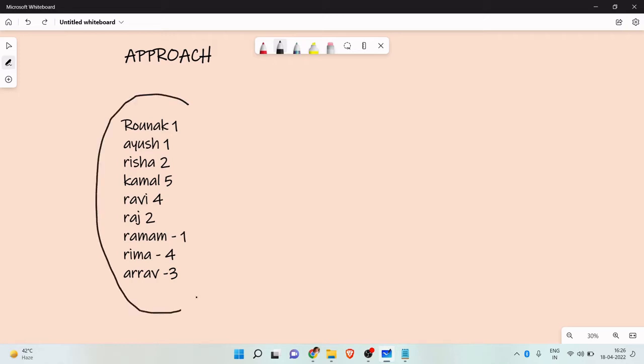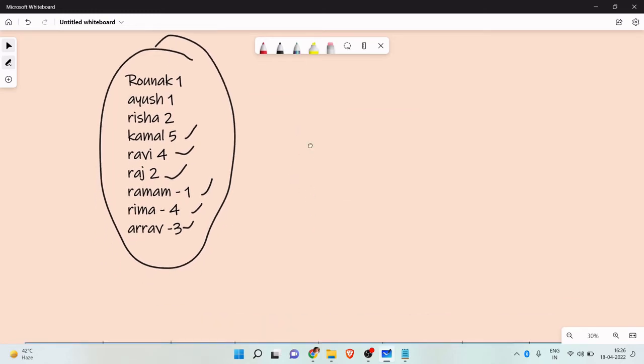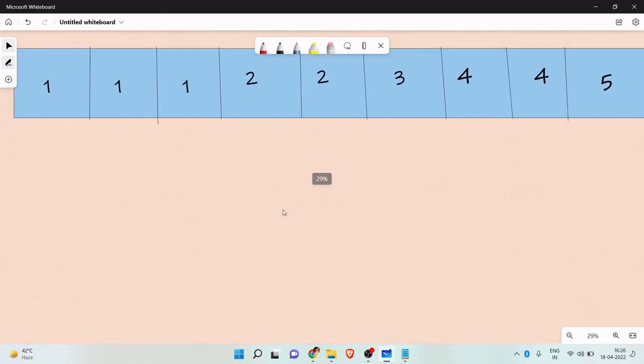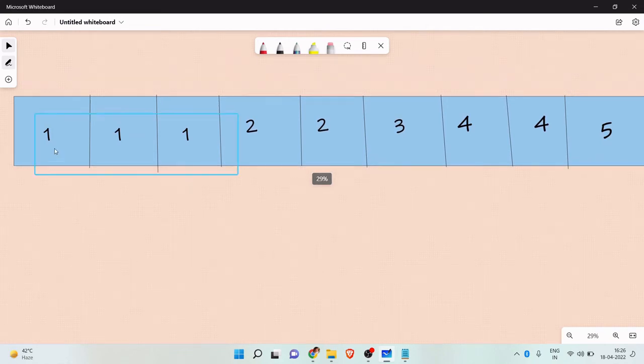Suppose in this case, Ronak is speaking one, Ayush is speaking two, Risha is speaking two, Kamal is speaking two, Ravi is speaking four, Raj is speaking two, Raman is speaking one, Reema is speaking four, and Arav is speaking three. How are we going to find the unique number? First, we need to store the data in pair form. We need to make a vector of pairs and store it. After that, we are going to sort the array, just in this way. I'm not writing the names, this is just for understanding. After sorting the array, the values would look somewhat like this.